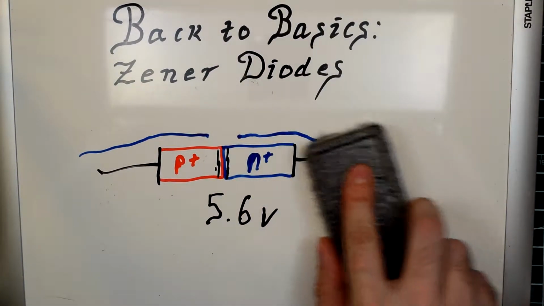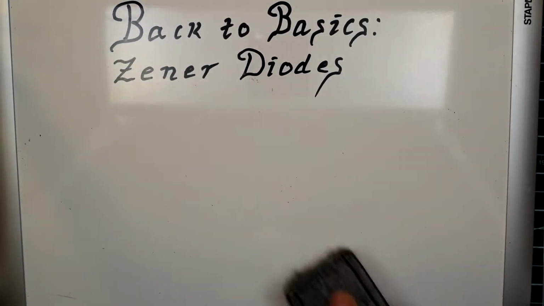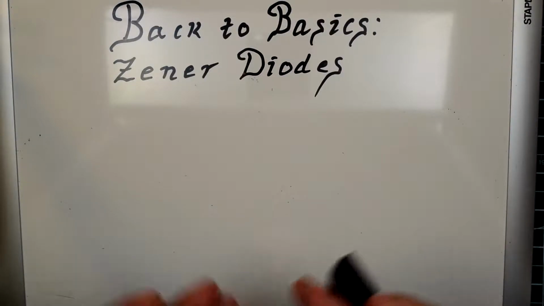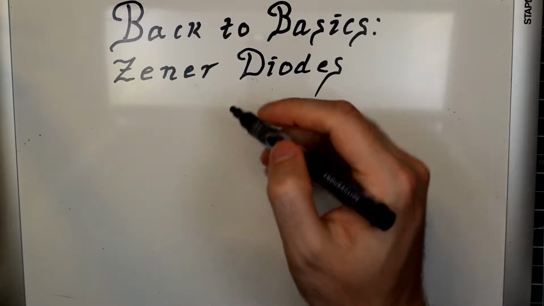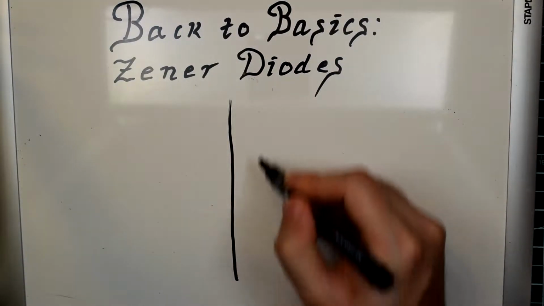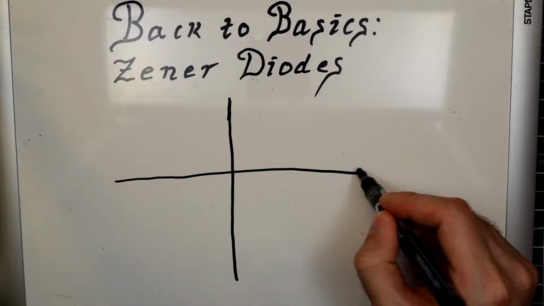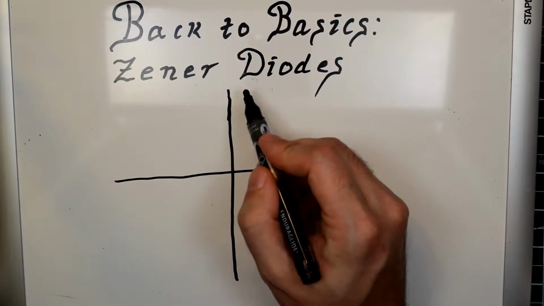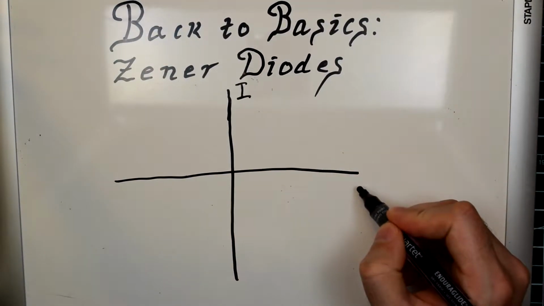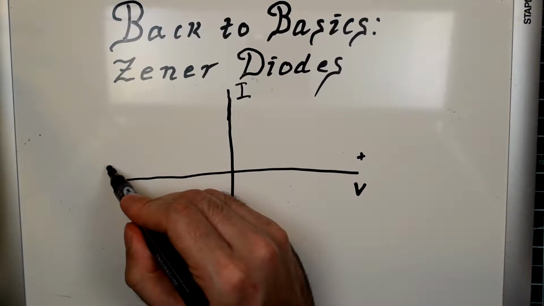But again, Zener diodes are built to operate in the Avalanche Breakdown region. So let's have a quick look at the current characteristics of the Zener diode. So on this axis we're going to have current, and on this axis we're going to have voltage, and this will be plus and this will be minus.